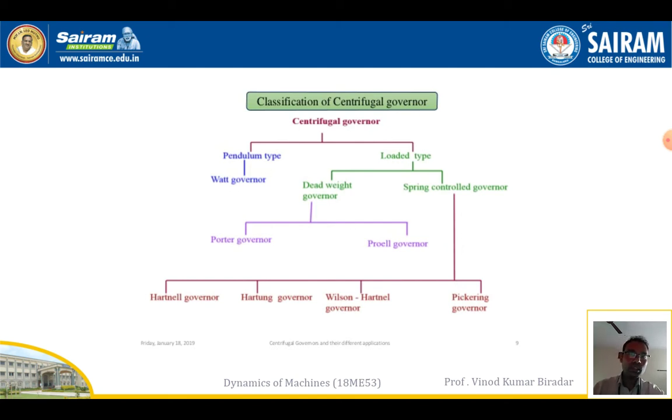Okay, again spring controlled governor. Here again there are different types of governors: the Hartnell governor, Hartung governor, Wilson Hartnell governor, and Pickering governor. Okay, so for your syllabus, for your subject, you are only going to study two types of governor, that is Porter governor and Hartnell governor. These are the two governors you are going to study in detail in upcoming classes. What do we mean by Porter governor, how it works, the main function of Porter governor, and one derivation by force analysis will be there.